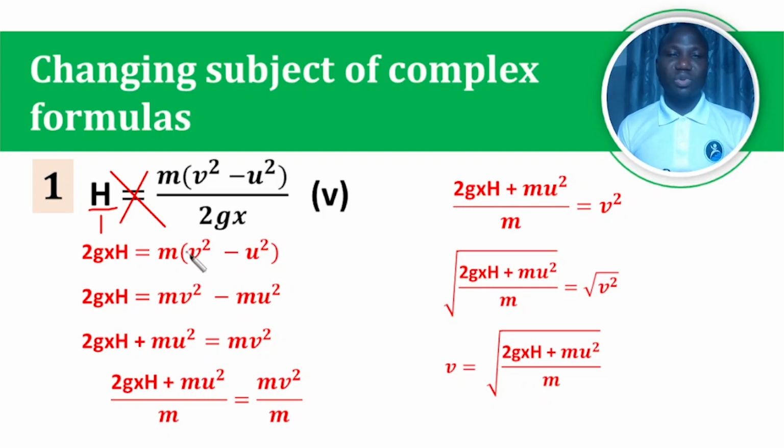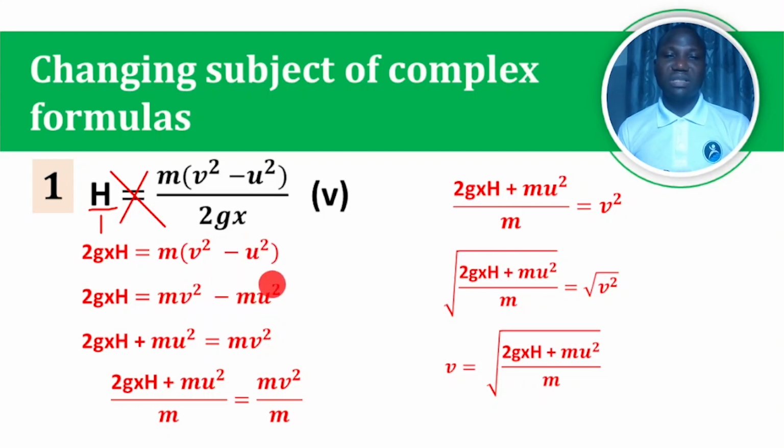Now, the next step is, when your subject is involved in a bracket, as you have it here now, our subject is involved in a bracket. The next thing to do is to clear the bracket. So m times v squared is mv squared. m times u squared is mu squared.